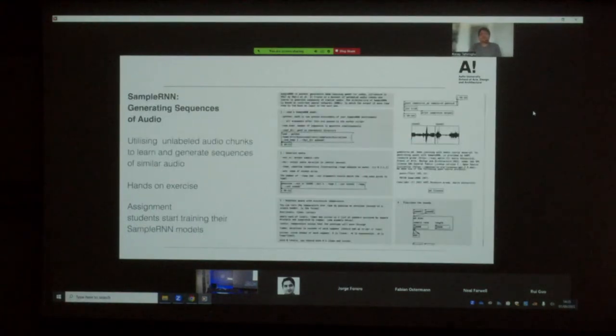During this course, we also introduce alternative ways to generate audio sequences of any length through sample RNN model, which utilizes RNNs in audio domain. This is in contrast to the fixed length sequences of GAN-SEN. However, sample RNN is significantly slower. Here, the assignment includes sample RNN training for students.